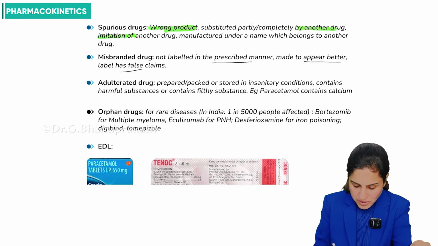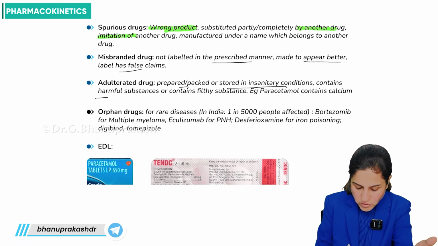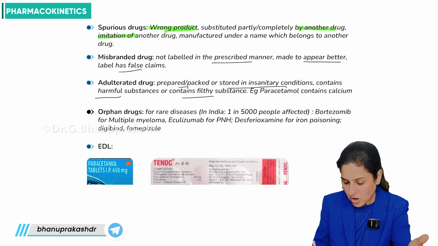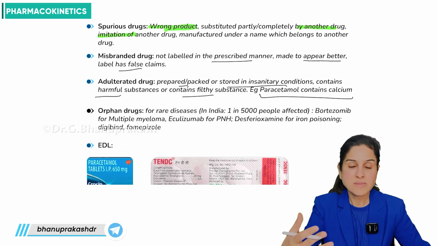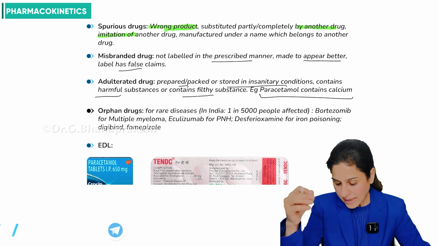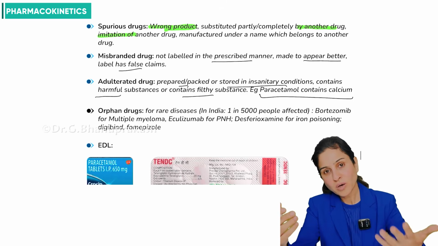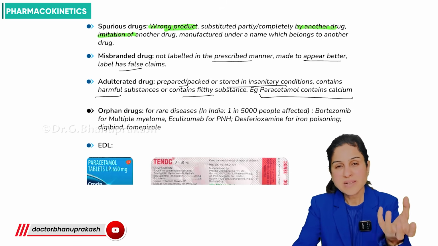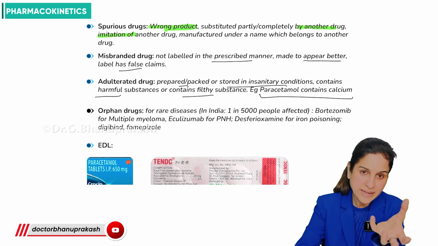Adulterated drug means it is prepared, packed or stored in insanitary conditions, or contains harmful or filthy substances. For example, there is a manufacturing unit which was making calcium tablets, and without cleaning the machine properly, they also started making paracetamol tablets. So in the paracetamol, there is some amount of calcium also present. This is called an adulterated drug.